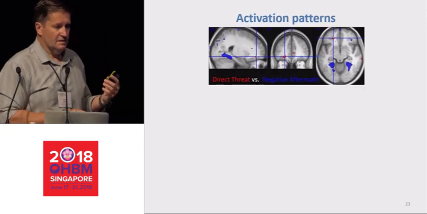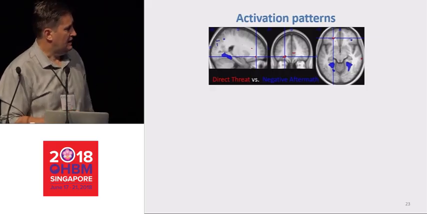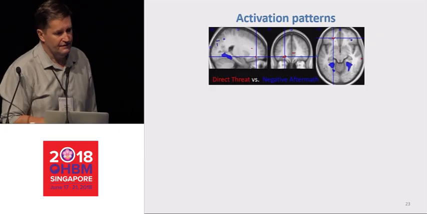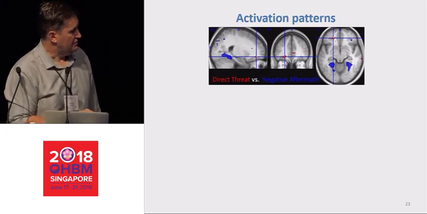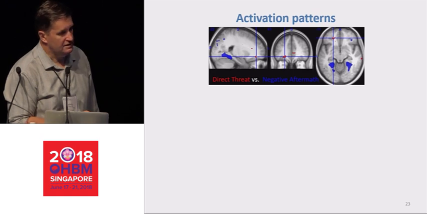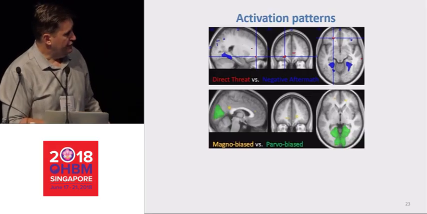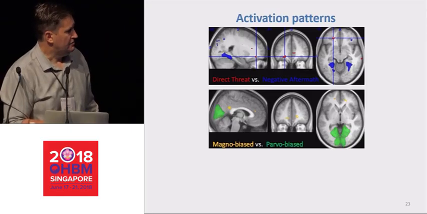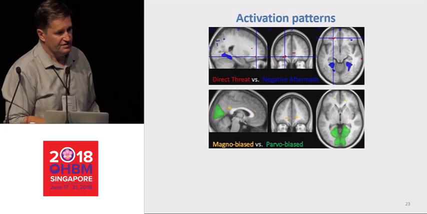And so the interesting point here is that if you take unbiased scenes and take only the direct threat versus the negative aftermath scenes, you get this activation pattern: ventral stream activation, mostly parahippocampal cortex, for the merely negative scenes, and prefrontal activation for direct threat. And when you do a magno versus parvo scene comparison across all conditions, you get a very similar pattern. Again, a ventral, prefrontal, dorsal split.